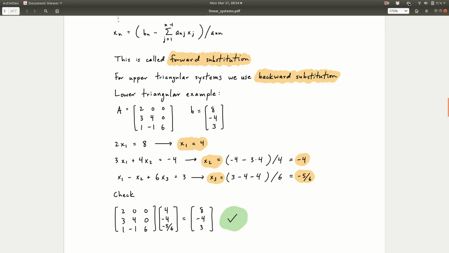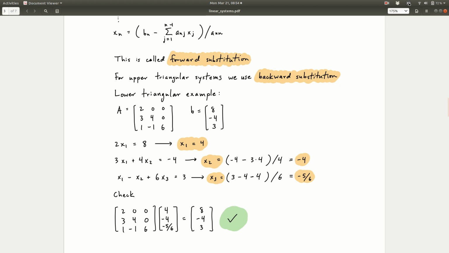And the third one, we've got to do 2 substitutions. We'll get x3 equals 3. x1 is 4, so that becomes minus 4 when you move it over. x2 is minus 4, so this becomes plus 4, and it's a minus 4 when you move it over. And then we divide the whole thing by 6. So here we get 3 minus 4 is minus 1, minus another 4 is minus 5, divided by 6 is minus 5 over 6.